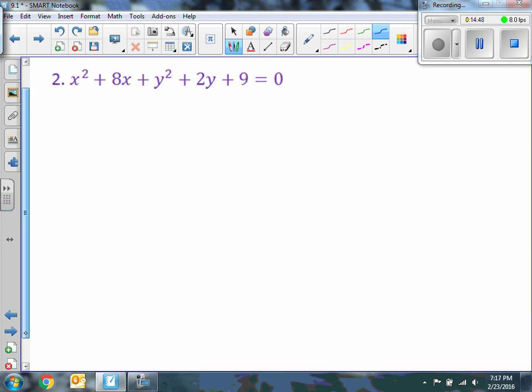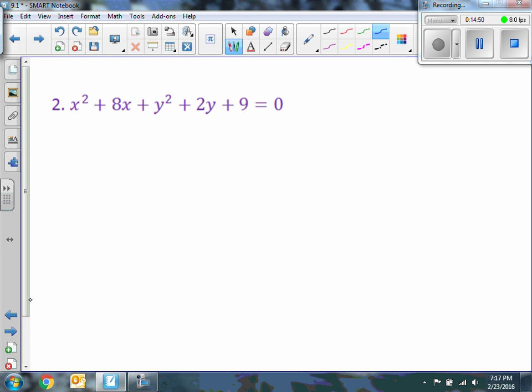Alright, the last problem we're going to do on circles, and then we're going to move on to parabolas. So we have x squared plus 8x plus y squared plus 2y plus 9 equals 0. This is much, much, much easier to find your x and your y intercepts if it is in standard form. So we need to put it in standard form. I've already kind of got it grouped by x's and y's here. So we want to do the same thing we did in the beginning. We want to complete the square.